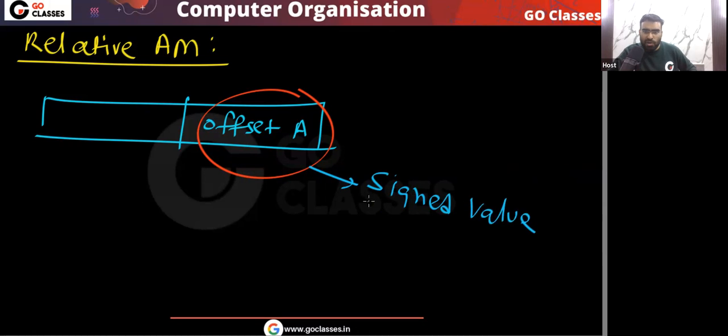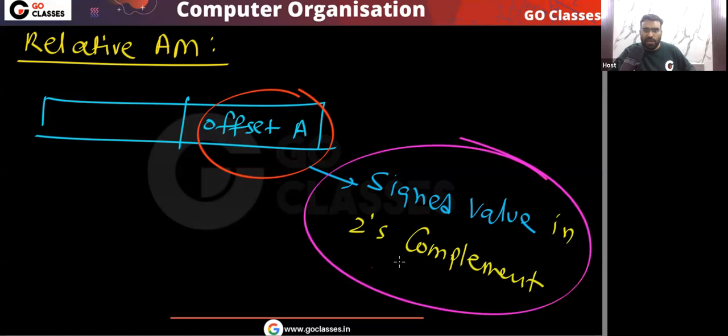And signed values we store in which complement form? Signed values by default we store in a 2's complement form. Yes or no? So remember, this offset is a signed value in 2's complement.